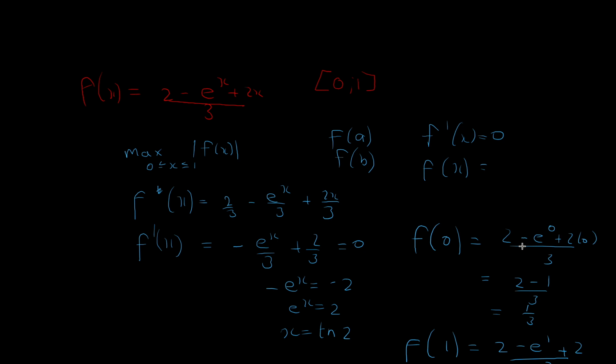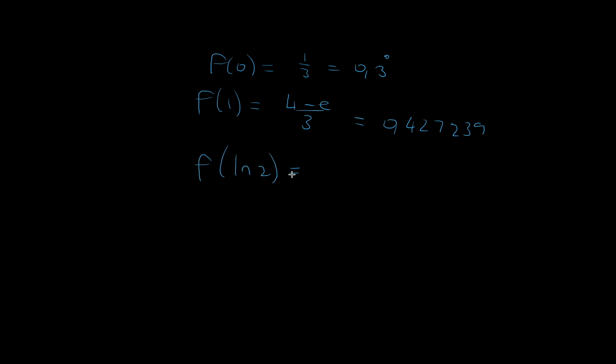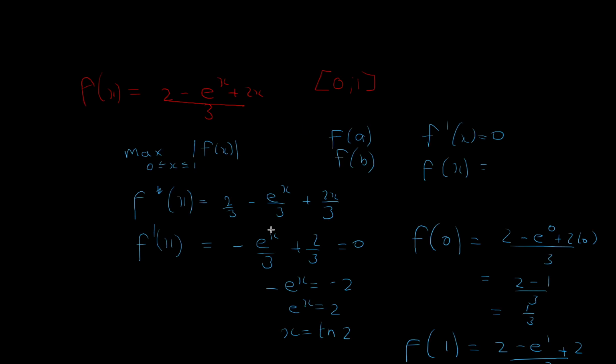Let's just go to the next page. So f(1) would be (4 minus e) divided by 3, which is more or less 0.427239 if you put it into a calculator. And f(0) would be 1/3, which is 0.3 repeated. Now we also need to find out the value at ln 2. This is the turning point that we calculated here, where the first derivative is equal to 0.